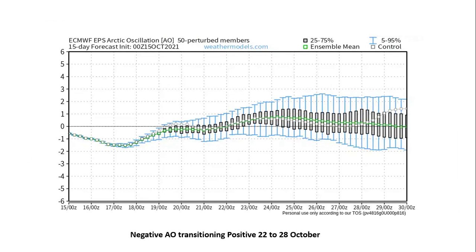Looking at the European EPS AO 50 perturbed members, that lighter green line there is indicative of the ensemble mean. The white box line indicates the European EPS control model. Generally, they're in really good agreement between the models up through the 24th of October, where we're looking at a negative AO transitioning more towards neutral conditions from the 20th to the 21st, and then becoming positive from the 22nd to the 28th of October. Not greatly positive, just slightly above that zero line, slightly positive territory.